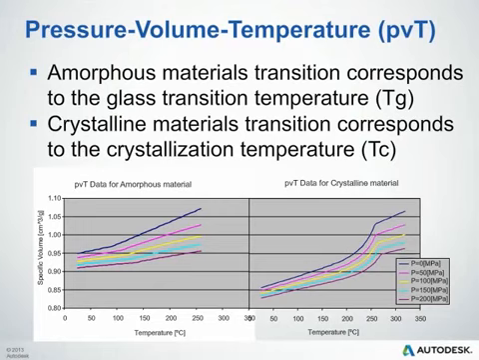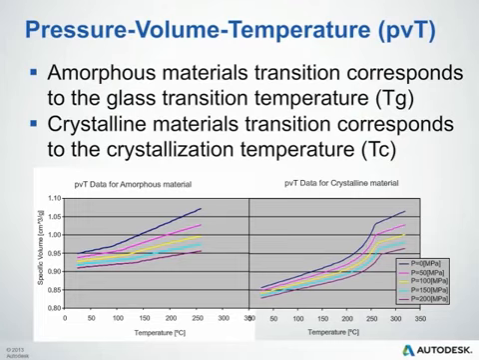So on the left, this is an amorphous material PVT diagram, and you'll see the slope is somewhat gradual, and then at a certain point, somewhere around, let's say, 90 degrees Celsius, we see a sudden increase in the slope of that curve. That point in which the slope changes is going to be our glass transition temperature for an amorphous material.